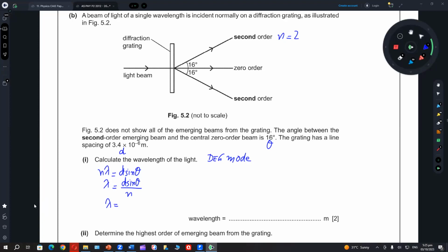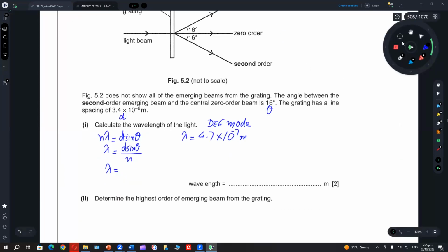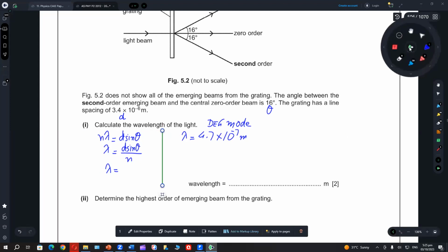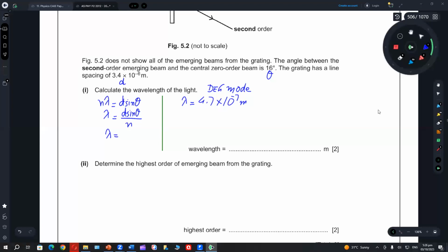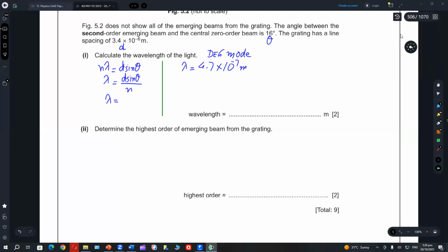Will it be 4.7 times 10 to the power minus 7? Can you please repeat the answer? 4.7 times 10 to the power minus 7. Okay, thank you. It looks fine. And determine the highest order of emerging beam. For the highest order, we need angle 90.